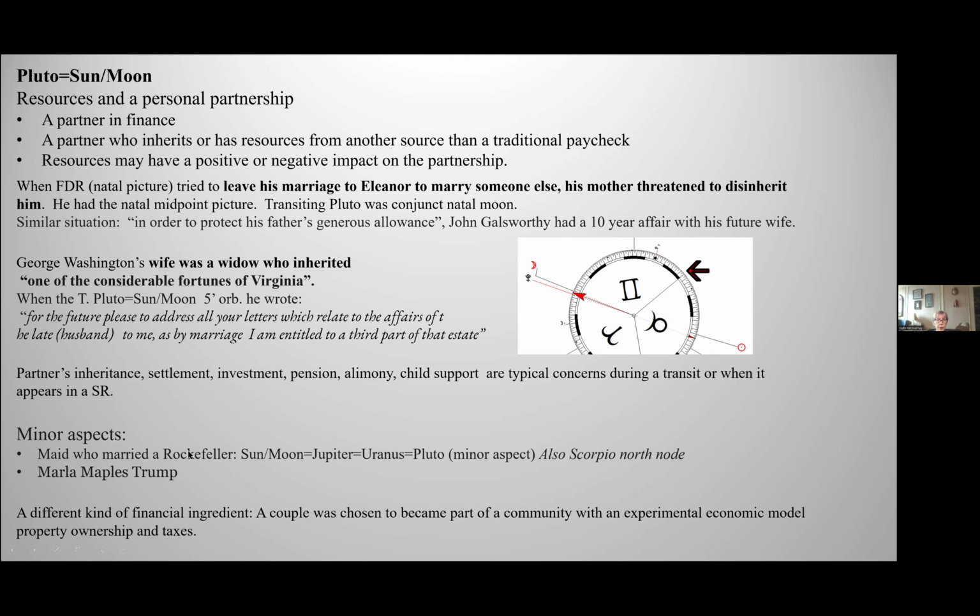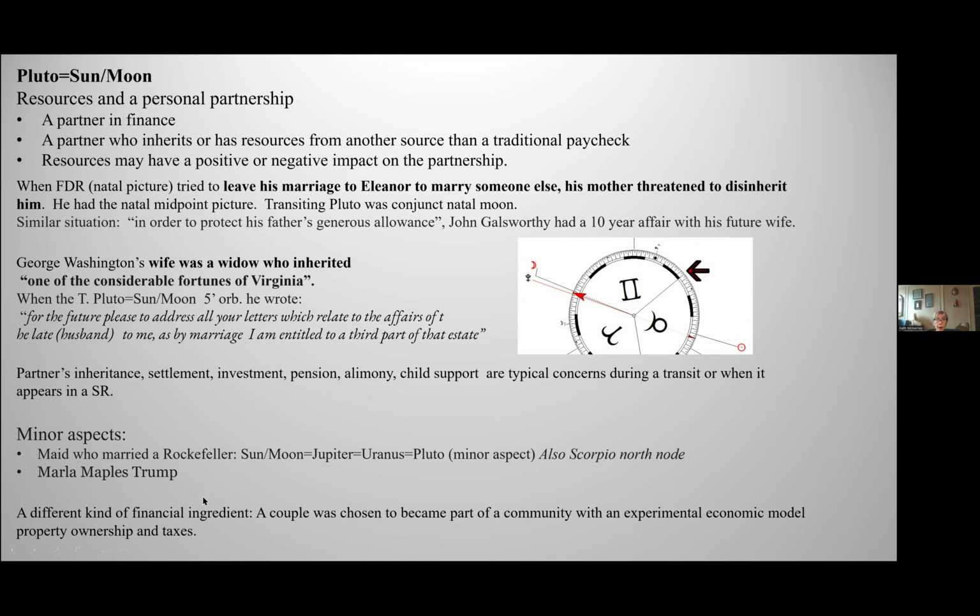And we also could be talking about, during a transit or a solar return, the partner's inheritance. These are all the Plutonian situations. The partner's inheritance, settlement, investment, like a child support or alimony kind of settlement, a pension, or an award, a lawsuit that awards money. And these are all typical issues when it appears in a solar return.